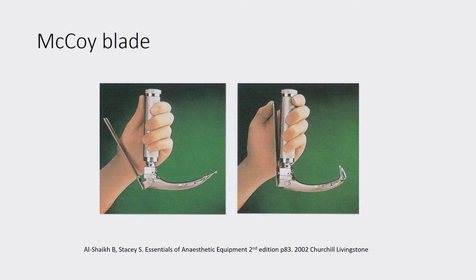The second part of the presentation is about the equipment that can be used in difficult airway. The first equipment that I'm going to talk about is the McCoy Blade. The picture on the left side shows the McCoy Blade. There's a lever system and the tip of the blade is a hinged tip. During intubation, when the lever system is activated, the tip of the blade can be flexed and it can lift up the epiglottis to get a better view of the laryngeal opening.